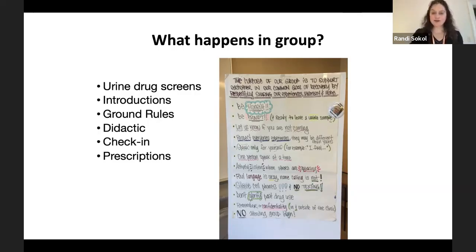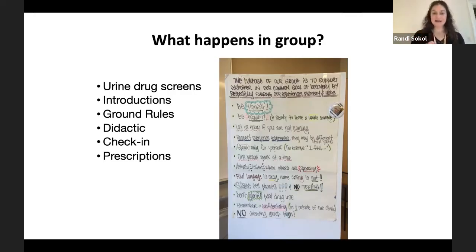We read the ground rules. We developed ground rules that were developed by our patients. You can see here the things that our patients said were important to them. Be honest, be prompt, let us know if you're not coming. Respect everyone's experiences. They may be different from yours. Speak only for yourself. For example, say, I feel. One person speak at a time. Actively listen when others are speaking. Foul language is okay. Name calling is not. Silent cell phones. No texting. Don't glorify past drug use. Remember confidentiality in and outside a clinic. No attending group high.